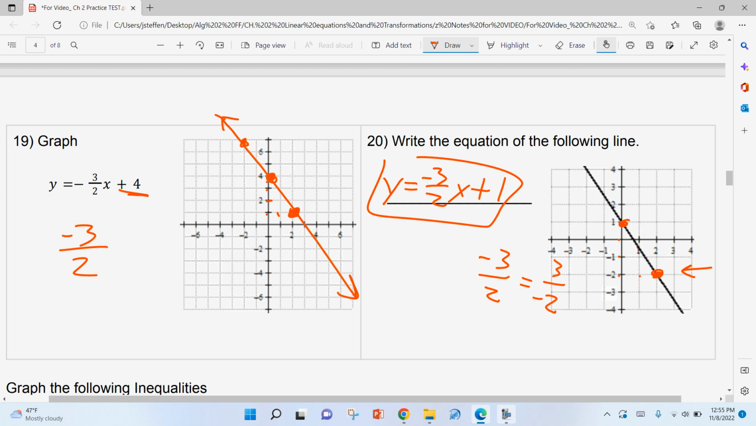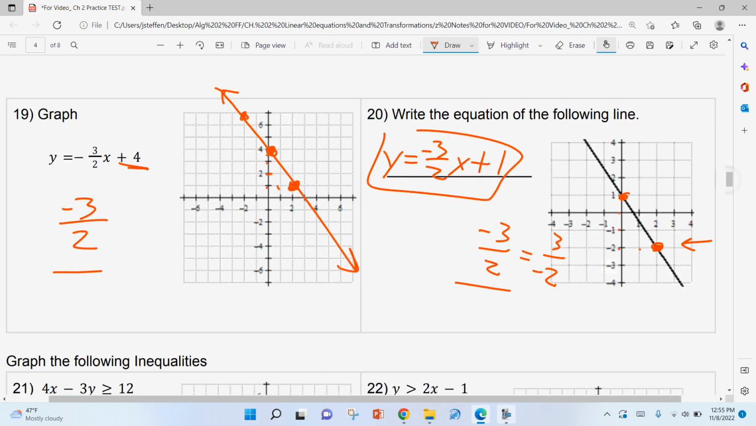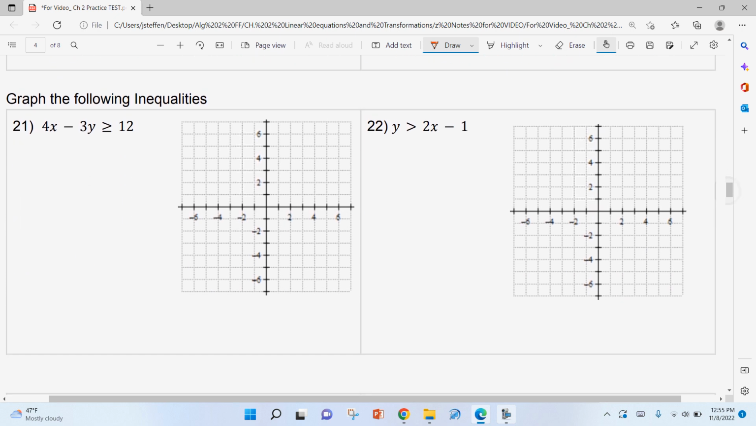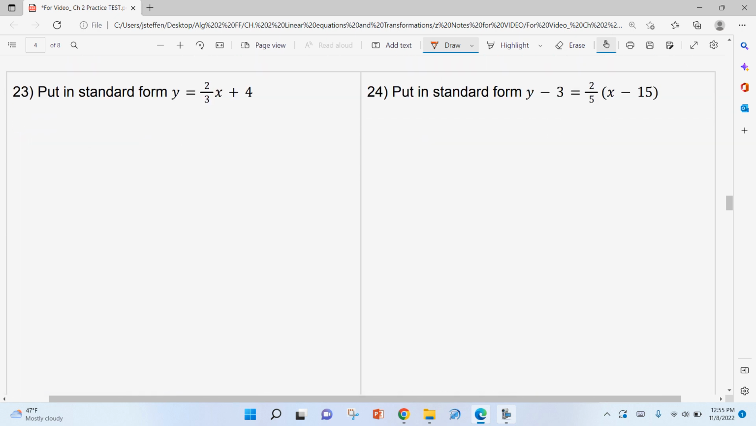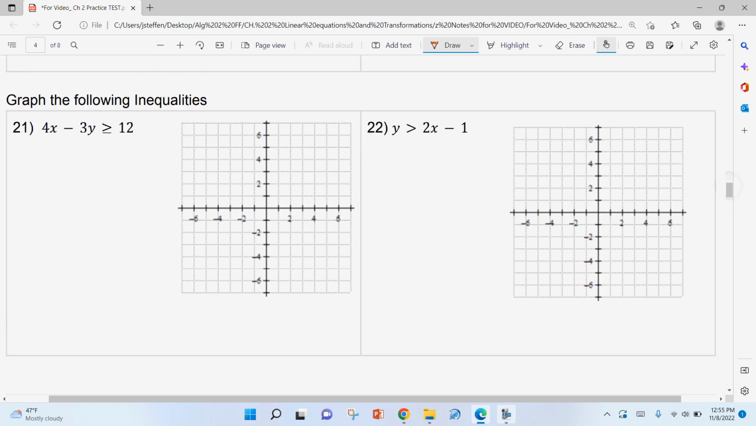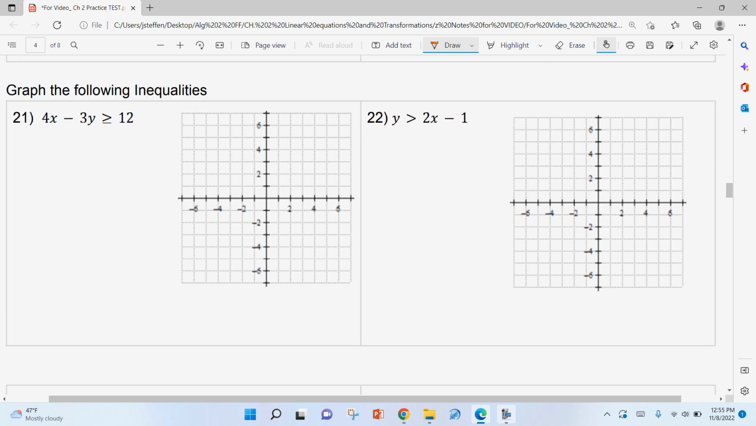I also will say that I apologize that 19 and 20 have the exact same slopes. I did not mean to do that, but it was kind of too late by the time I realized. Sorry, it's touchy since I zoomed in.